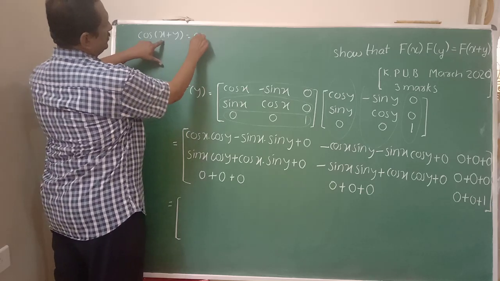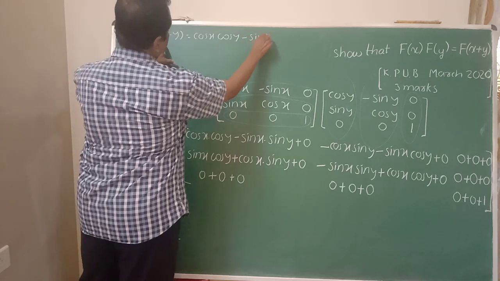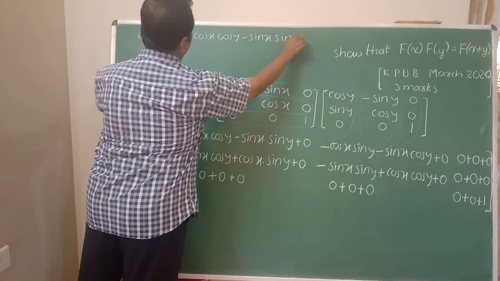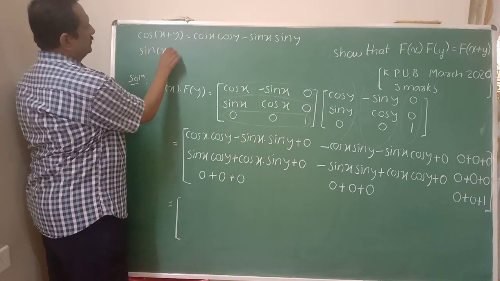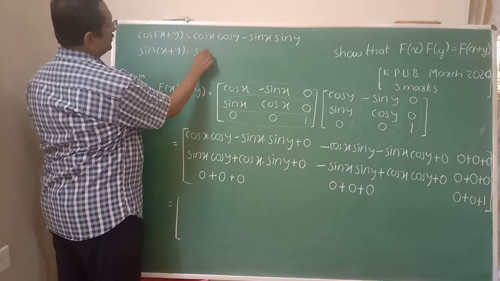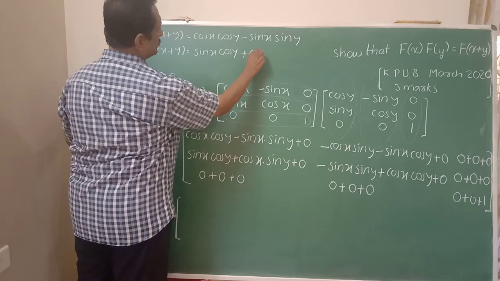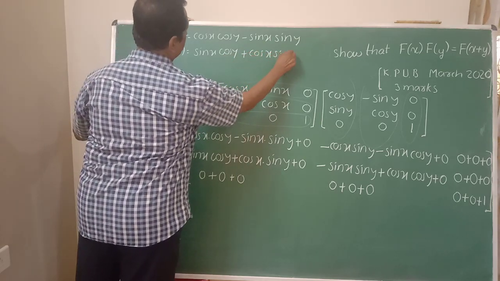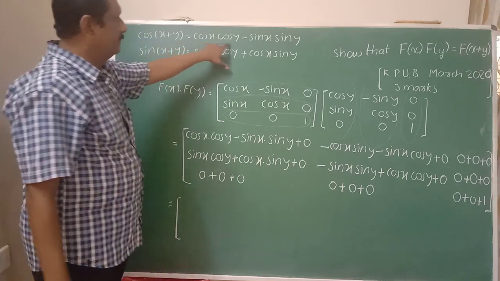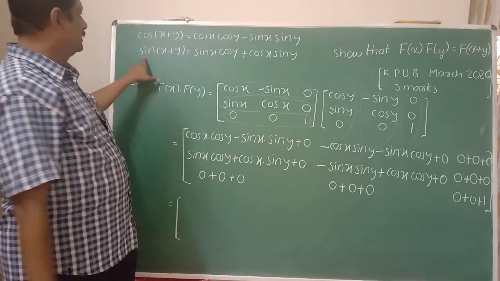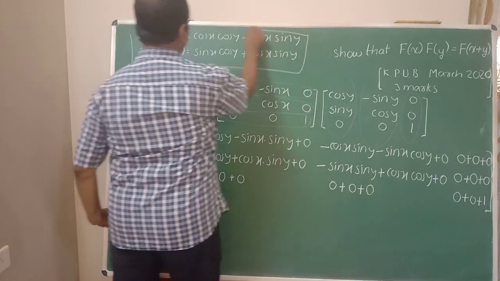cos(x+y) is what? cos x cos y minus sin x sin y is the one formula. Similarly, sin(x+y) is sin x cos y plus cos x sin y. These are the formulas here. So cos(x+y) is cos x cos y minus sin x sin y. Sin(x+y) is sin x cos y plus cos x sin y. These are the trigonometry formulas here.